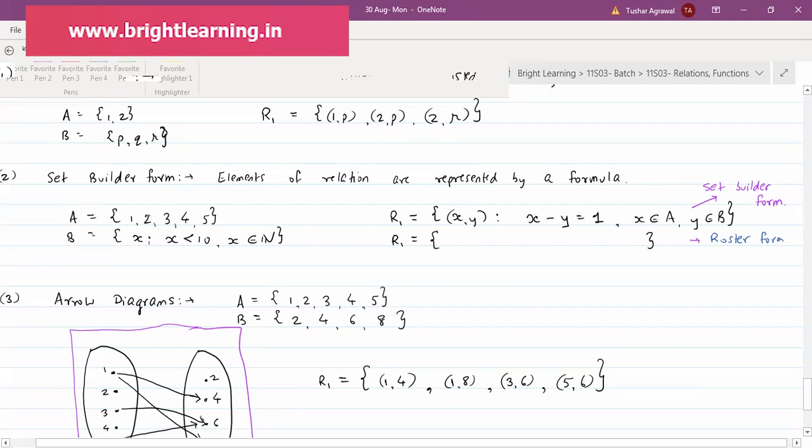Here x minus y equals 1. The first element of set A, 1, will not get paired up with anything. 2 will get paired up with 1. 3 will get paired up with 2. 4 will get paired up with 3. And 5 will get paired up with 4. This will be the roster form of the above set builder form.